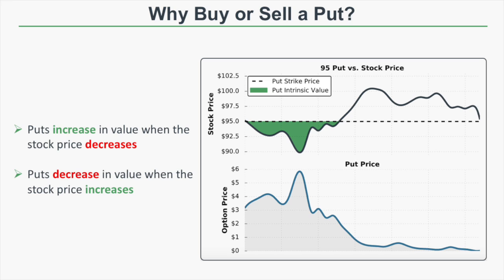Now, from the put seller's perspective, if they sold it for $3 and it rose to $6, that would be a loss of $300 per contract. But since the put expired worthless at expiration, they would have made a profit of $300.